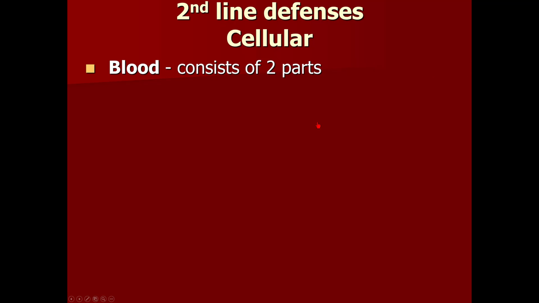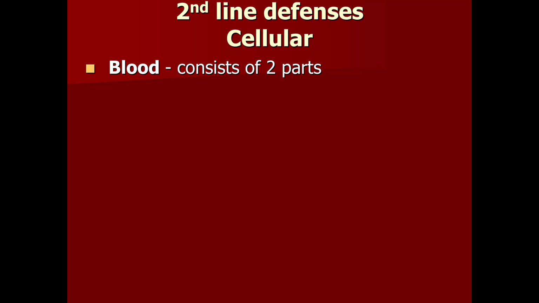Now, our second line of defense is our cellular defense, right? And the cells that we're going to talk about in second line defense mechanisms here can also play a role in the specific immunity in our third line of defenses as well. So the second line, this is where the non-specific and the specific immune system starts to overlap a little bit.